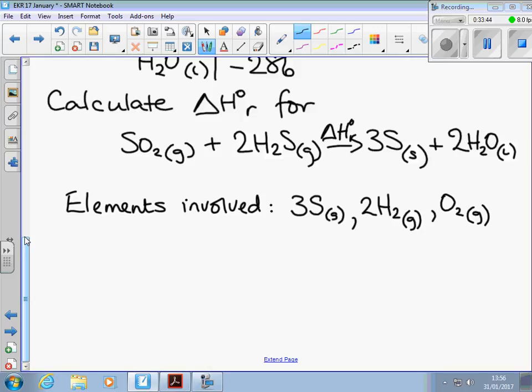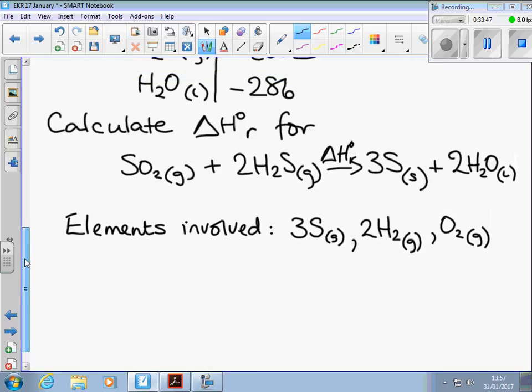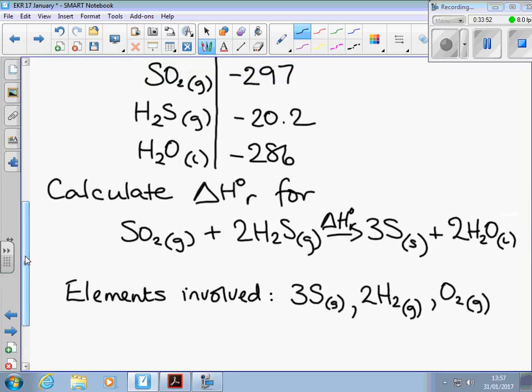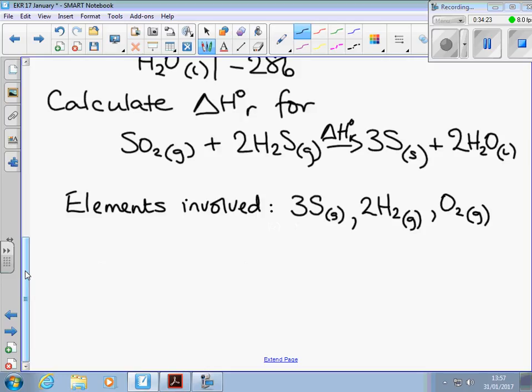The delta Hf values that we've got up in that table there tell us how much energy it will take to convert some of the sulfur and the oxygen into sulfur dioxide, some of the sulfur and the hydrogen into hydrogen sulfide. It doesn't tell us how much energy it will take to go from sulfur to sulfur on the right, because that just stays the same. But it also tells us on the right how much energy it takes to go from hydrogen and oxygen to water. Right, so we can do something with those values, and this is where we start to need the thermochemical cycle, the 3-sided approach to this.